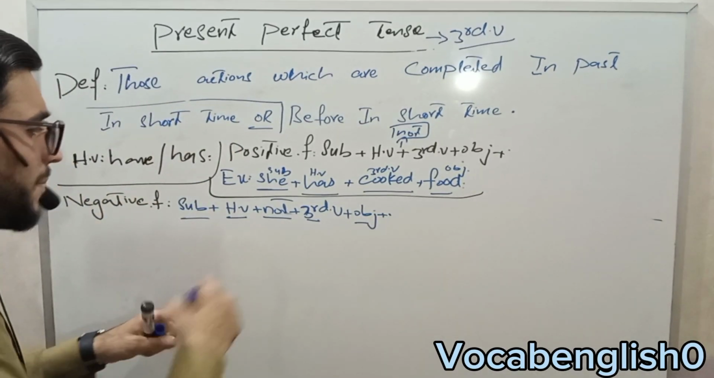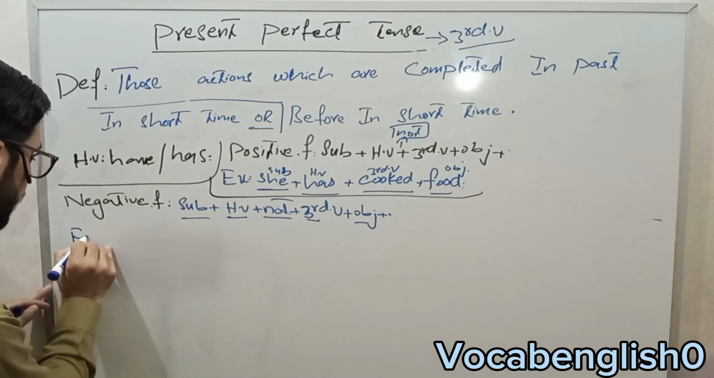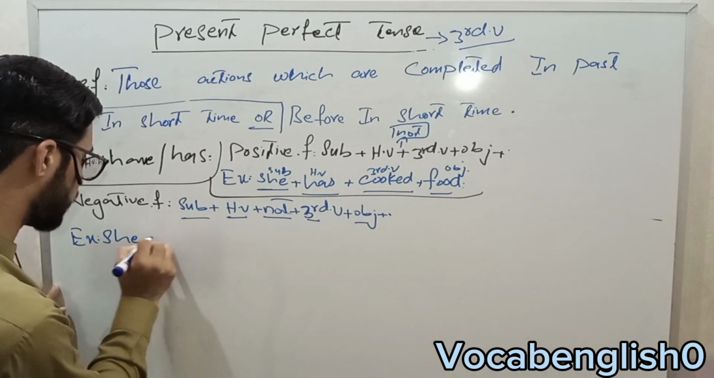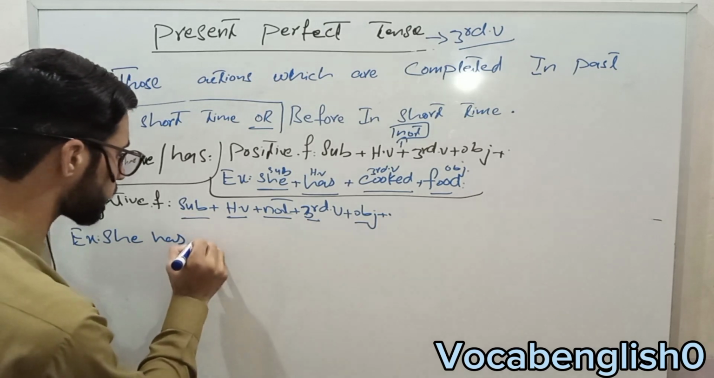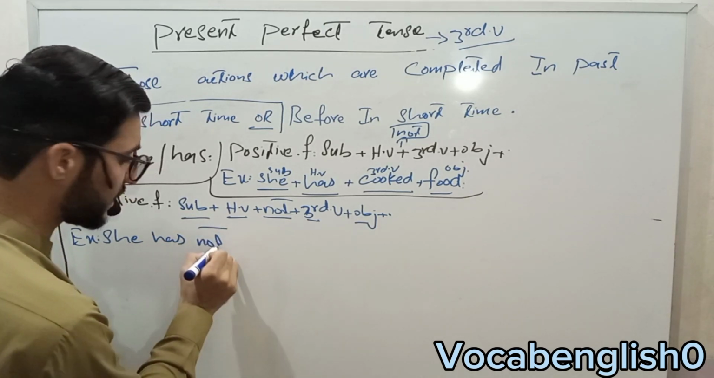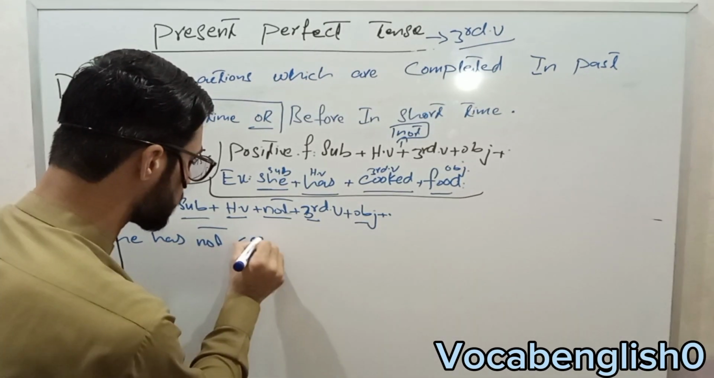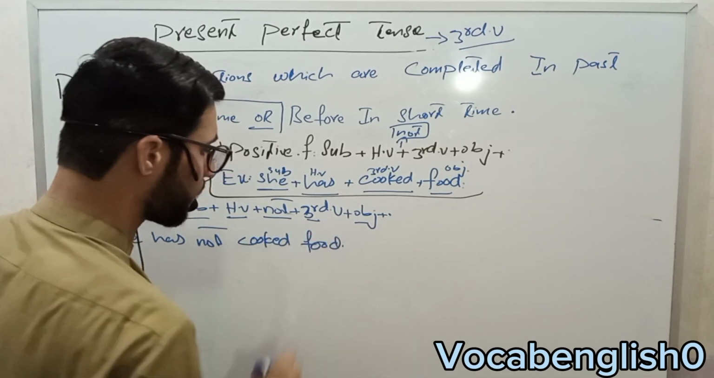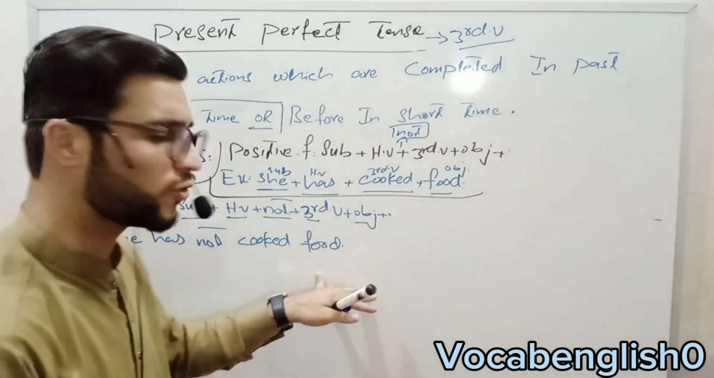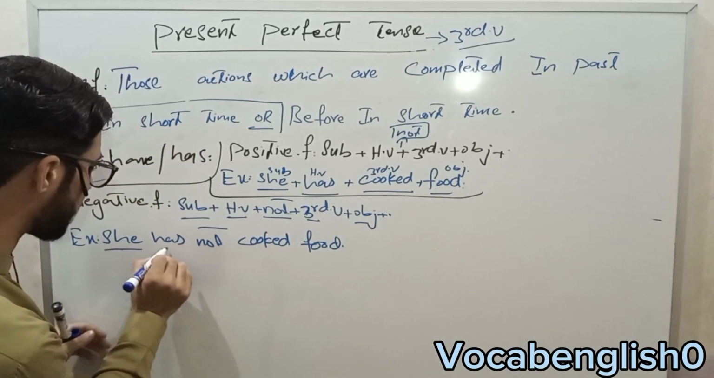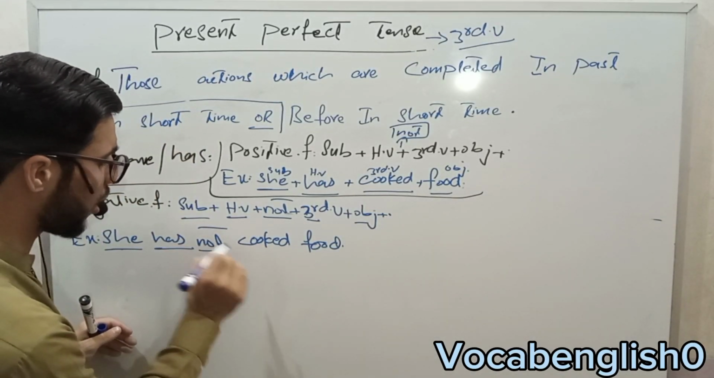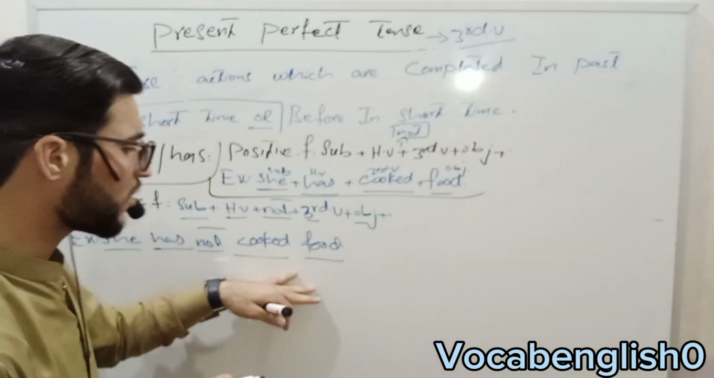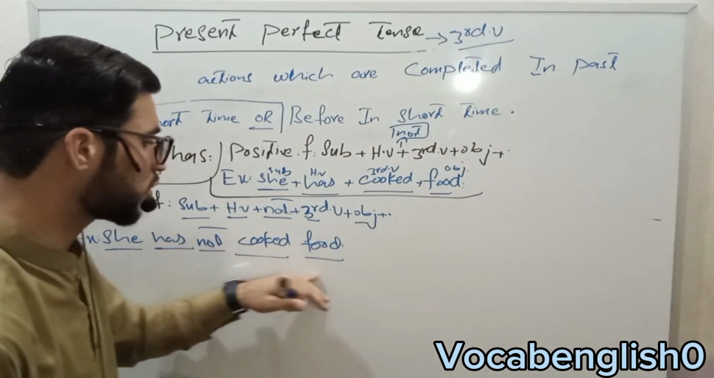Now, how do we write the example of this? She has not cooked food. Subject plus helping verb plus not plus third form of verb plus object plus full stop. So it is our negative example: she has not cooked food.